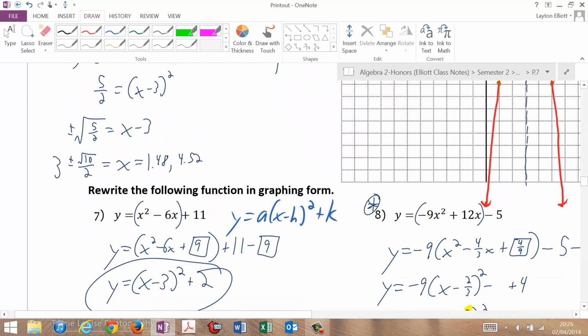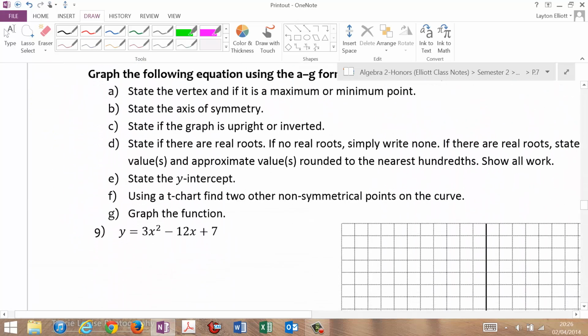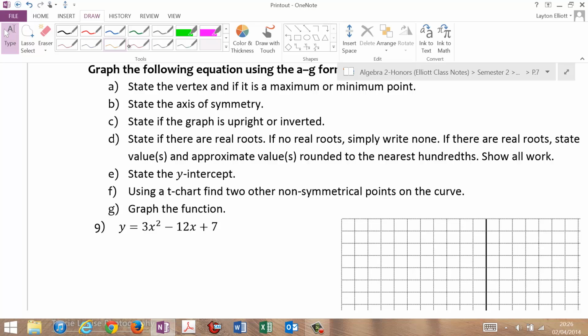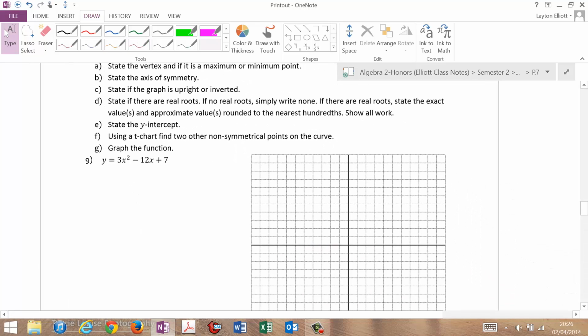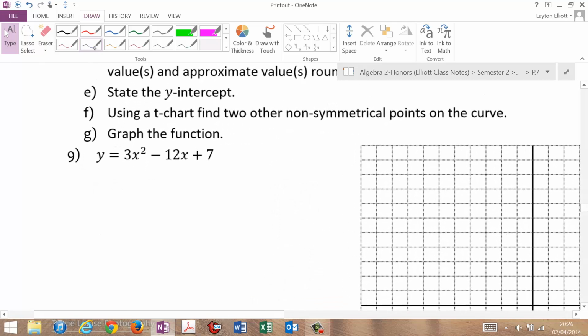Both classes we were able to graph this one and put them in graphing form, but we did not get to number 9. So let's move to number 9 with the full A through G graphing. Number 9, this is not in graphing form at all. So what I want to do is isolate the two x terms and factor out a 3, leaving behind an x squared minus 4x.